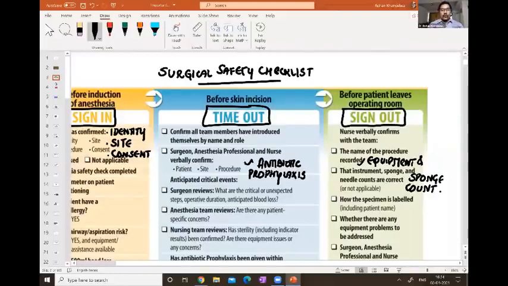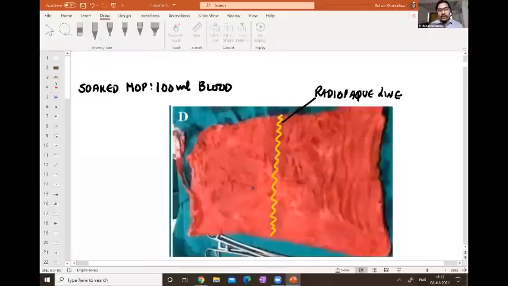This is a soaked mop. You have small gauze pieces, you have big mops. You should know that a completely soaked mop with blood is 100 ml of blood. Also, in modern theaters of today, these mops and gauze pieces are lined with a radiopaque line. There is a radiopaque line running across these gauze pieces, and that line is there because just in case somebody forgets the gauze piece, then you can easily find it on X-ray. So if by mistake it's been left inside the abdomen, you can do a C-arm X-ray or an X-ray and you can find the gauze piece there.